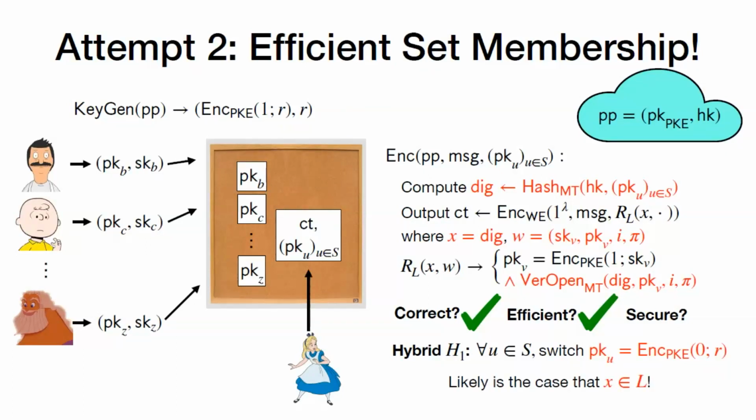Namely, because Merkle trees, or hash functions in general, are compressing, it very well could be the case that you could open up an encryption of 1, even if you originally just hashed down encryptions of 0. And we really need a statistical property that X is not in the language in order to invoke the witness encryption security. The security does not hold.